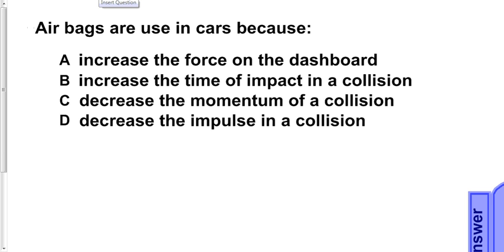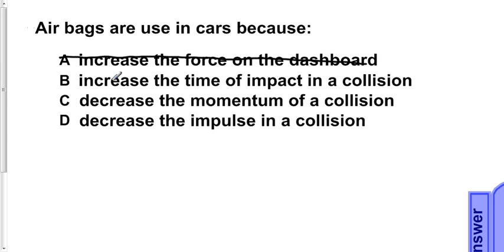This conceptual question asks why we use airbags in cars. The best way to go about solving this problem is through the process of elimination. So let's start with A, increase the force on the dashboard. By increasing the force on the dashboard, we do absolutely nothing to prevent us from sustaining injury. This goes against an airbag's purpose, so we can eliminate A.